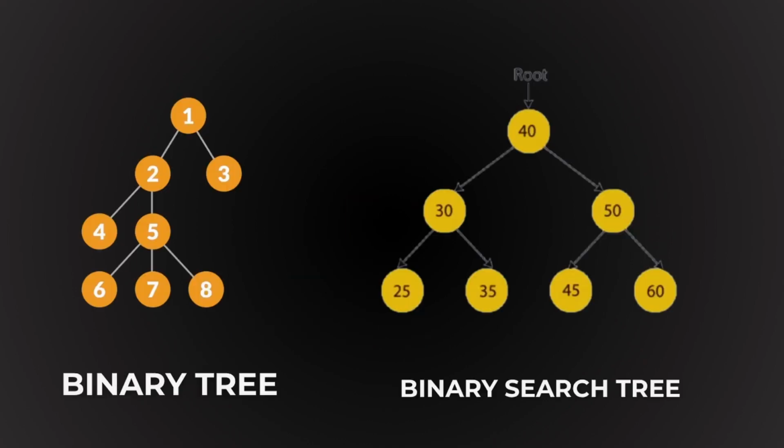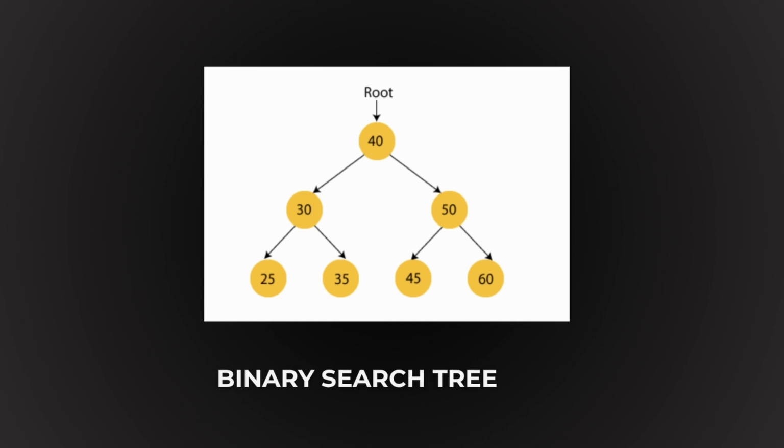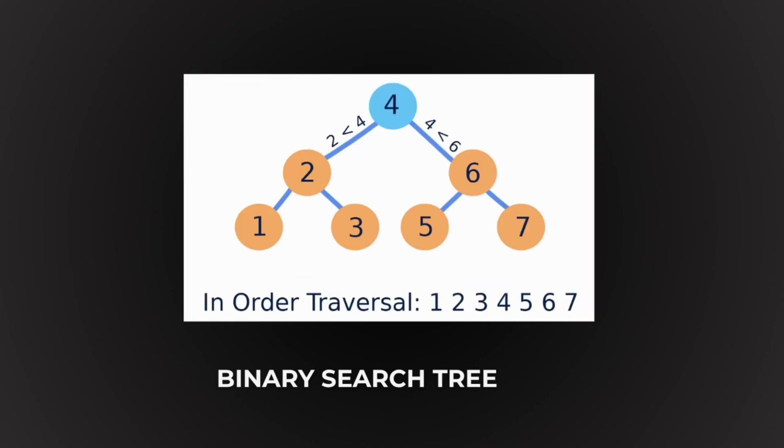There are tons of tree-based data structures, but in this video, we'll be talking about binary trees, and in particular, binary search trees. A binary tree is a tree where each parent node has up to 2 children nodes. A binary search tree is a type of binary tree where all left children nodes are less than the parent node, and all right children nodes are greater than the parent node. These binary search trees make it very easy to search through large amounts of data.